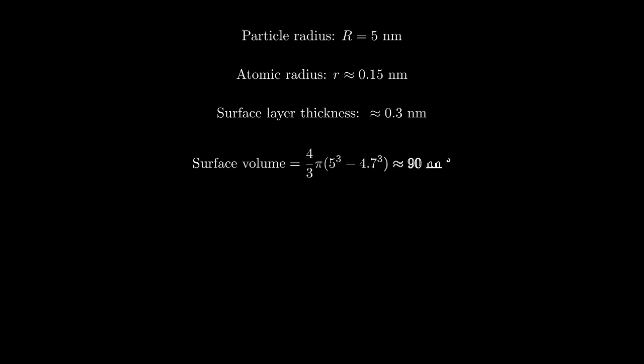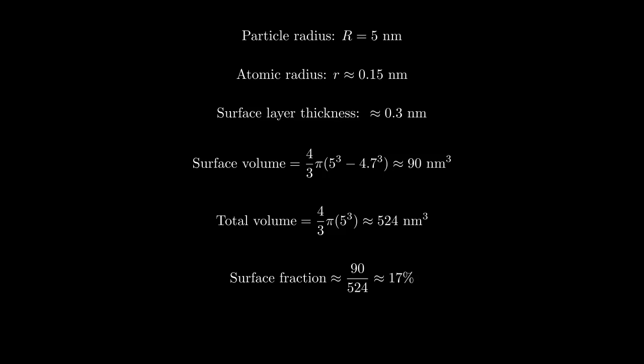The volume of the surface shell is approximately 90 cubic nanometers. The total volume is approximately 524 cubic nanometers. About 17% of the atoms are on the surface. This is a huge fraction compared to bulk materials.